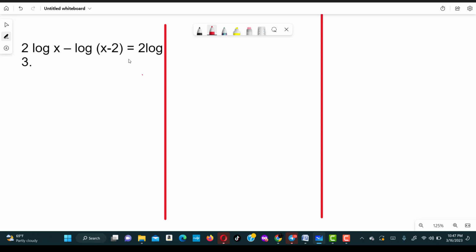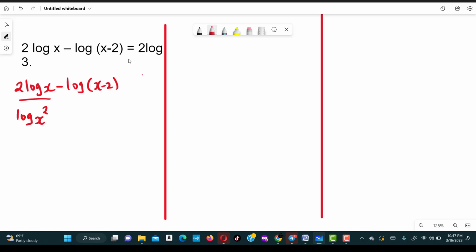In the left hand side of the equation, we have got 2 log x minus log(x minus 2). The logarithm of x minus 2. So first of all, we are going to use something called the power rule. This will be the same as log x raised to the power of 2.